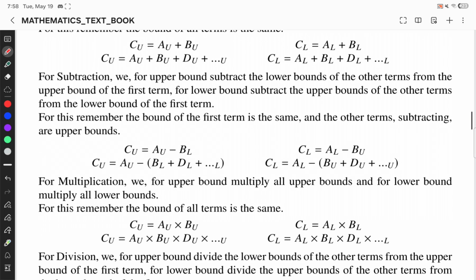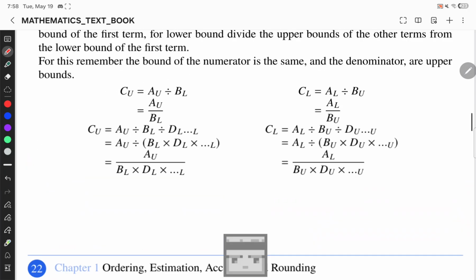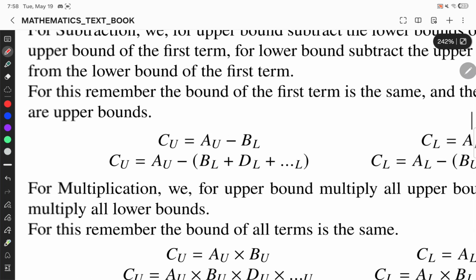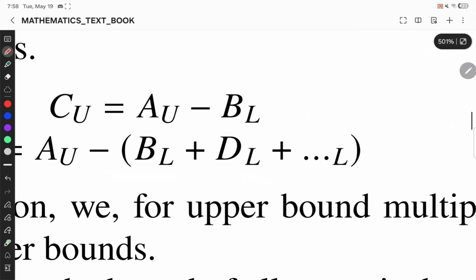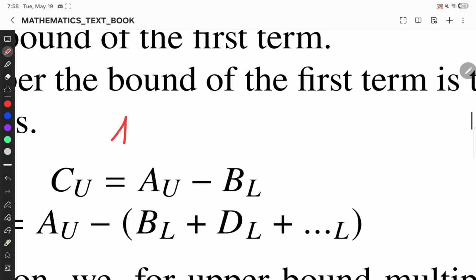For this, remember the bound of the first term is the same and the other terms being subtracted are the opposite bounds. I should restate this. Sorry. This is in brackets because of multiplicative. This will then be a of u minus bl minus dl minus and so on. So do not worry about that.